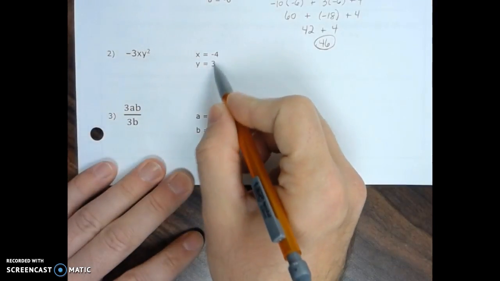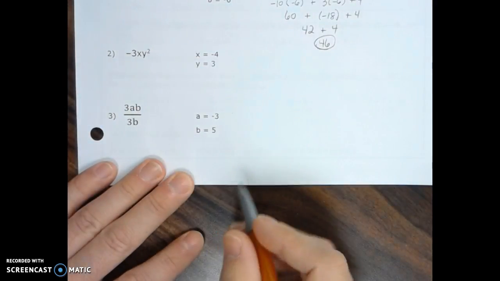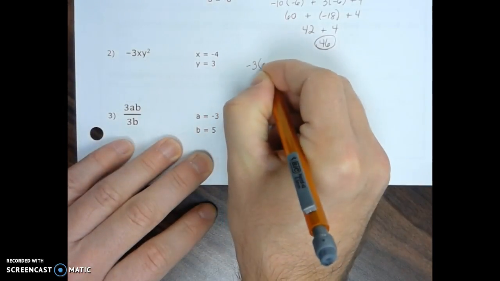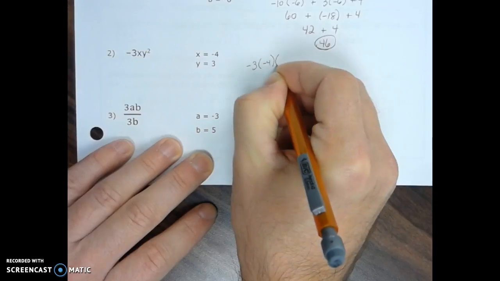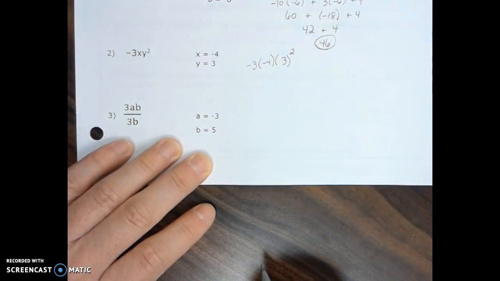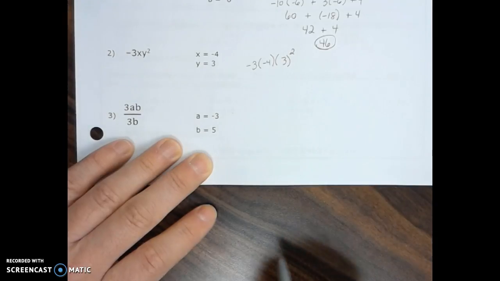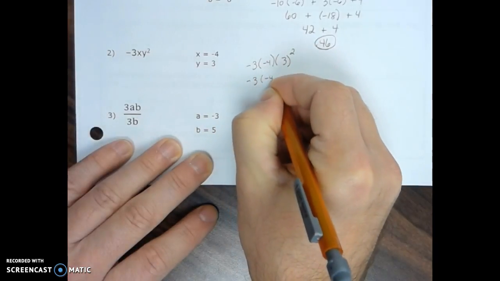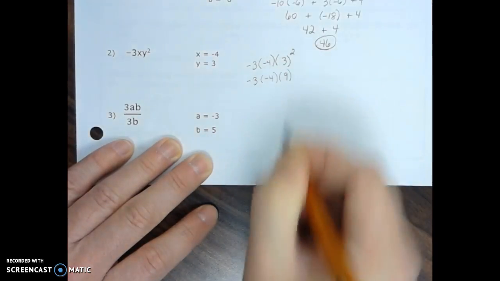In example 2, again, I've got this expression. I told you the values of x and y. The first thing I'm going to do is substitute in the values of the variables. Negative 3 times x is negative 4 times y is 3, and that has to be raised to the second power. Order of operations, I'm going to evaluate the exponent first. 3 to the second power is 9, so I have negative 3 times negative 4 times 9.